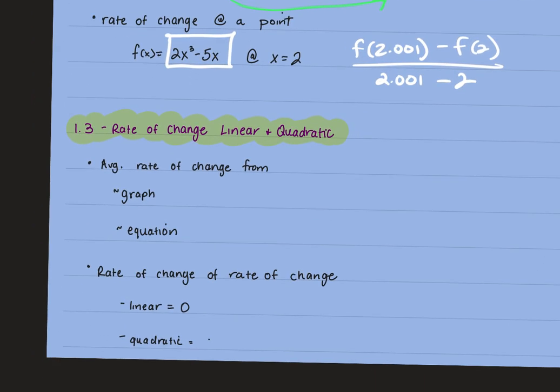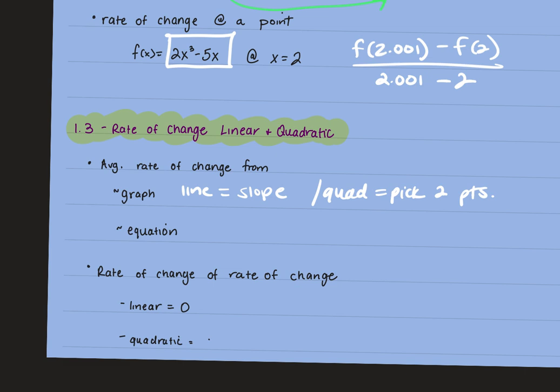Okay, then came the rate of change, linear and quadratic. We narrowed these down to lines and quadratics. The average rate of change from a graph, if it's a line, you're counting the slope. If it's quadratic, you're picking 2 points, and it will tell you which 2 points so that everybody has the same answer. It will give you the range.